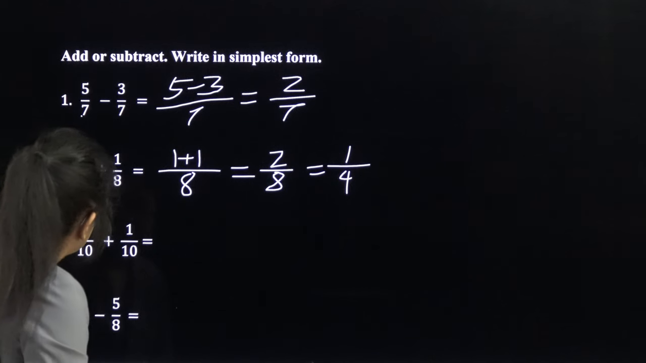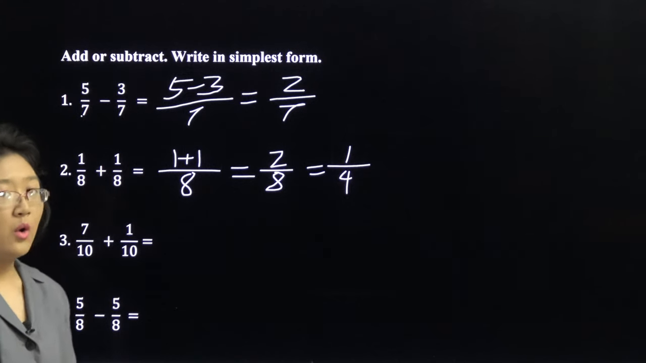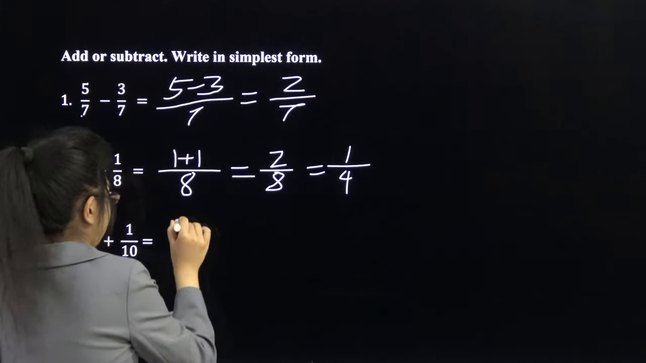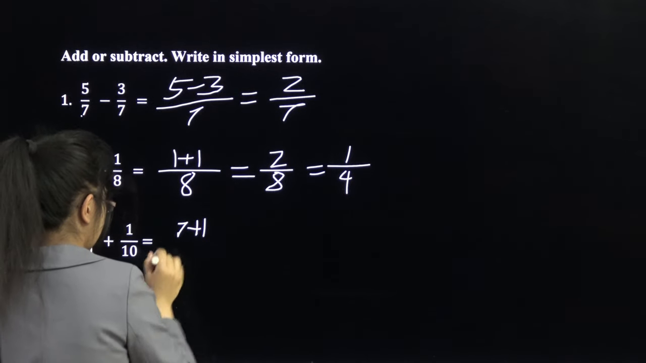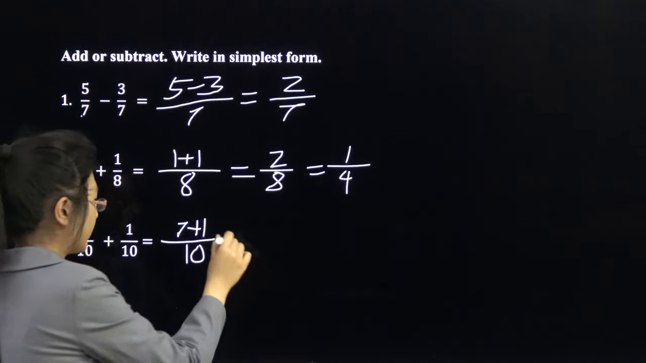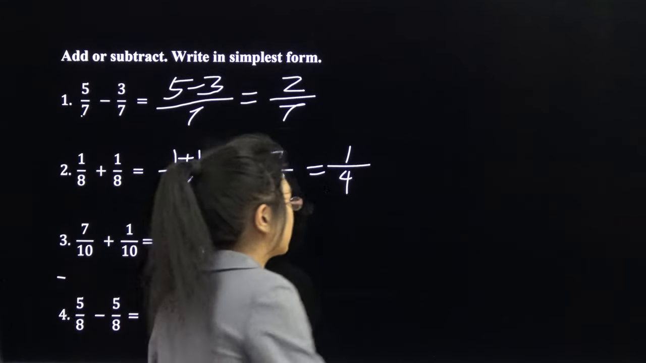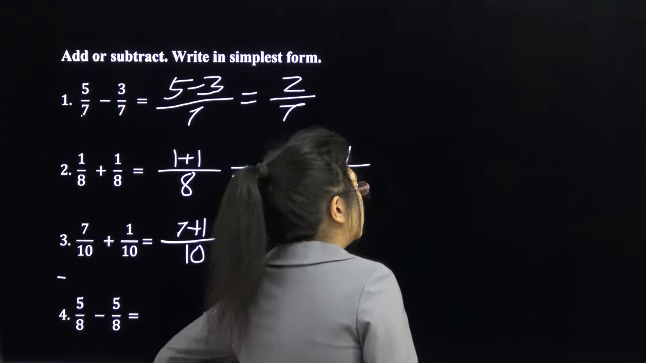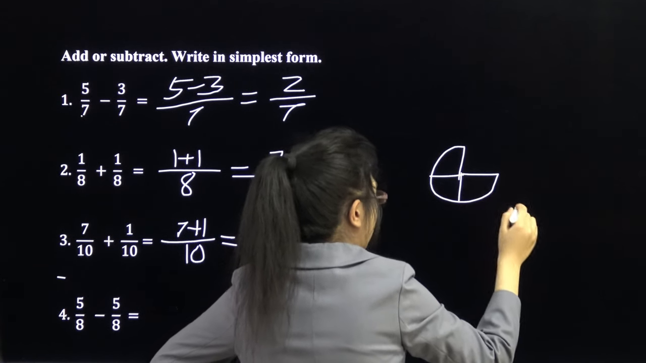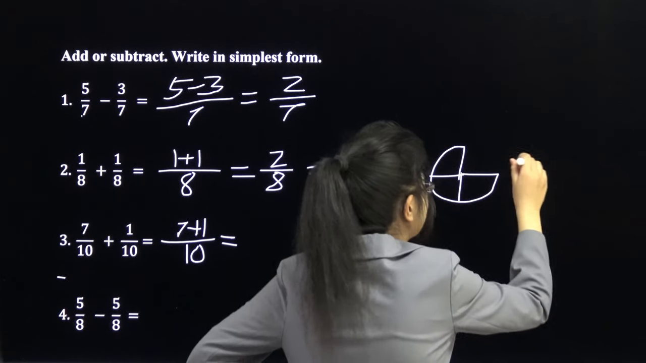We continue. 7 over 10 plus 1 over 10. Now, step 1 for addition. Add numerators. 7 plus 1 over, use old denominator, 10. You do not add the denominators. If you want to think about this, let's just say with quarters, because quarters are usually easier to show, and when you draw them, it doesn't take ages.